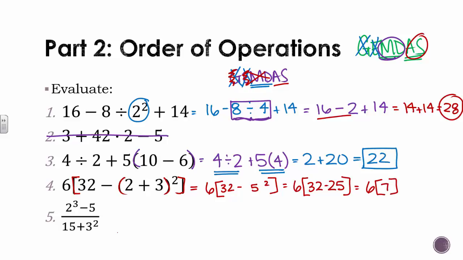Now, just like up here, where there wasn't a symbol in between, we knew this was multiplication. The same thing for brackets. Brackets are just like bigger parentheses. So we've got to multiply those two together. And 6 times 7 is 42.